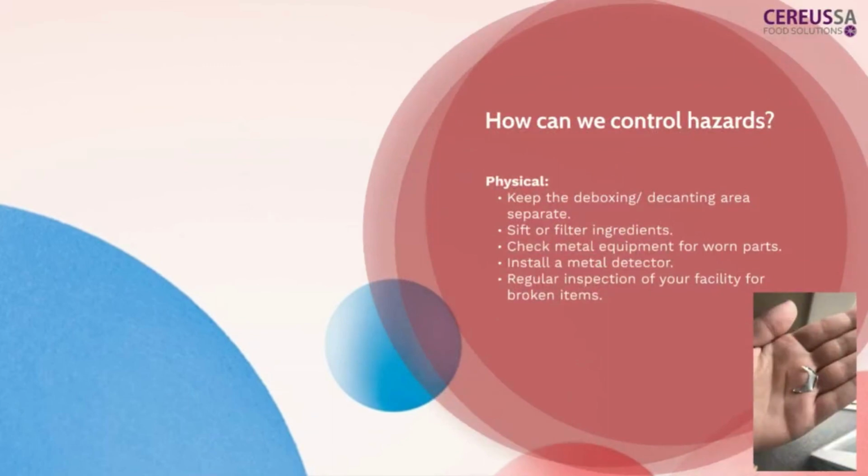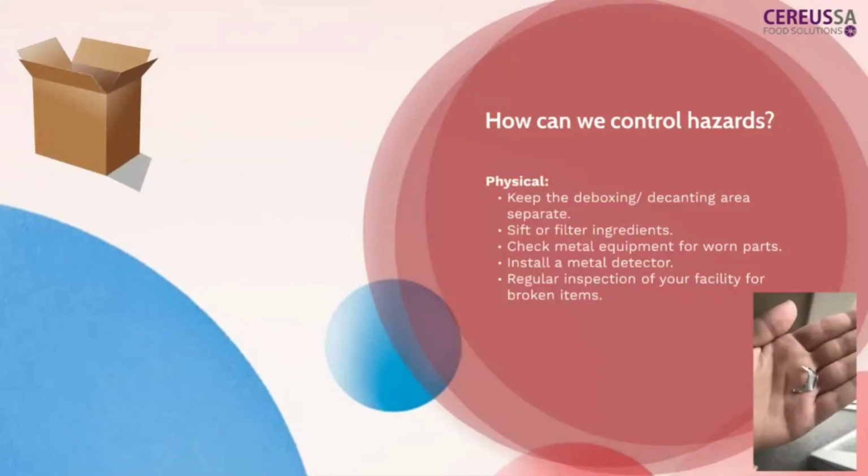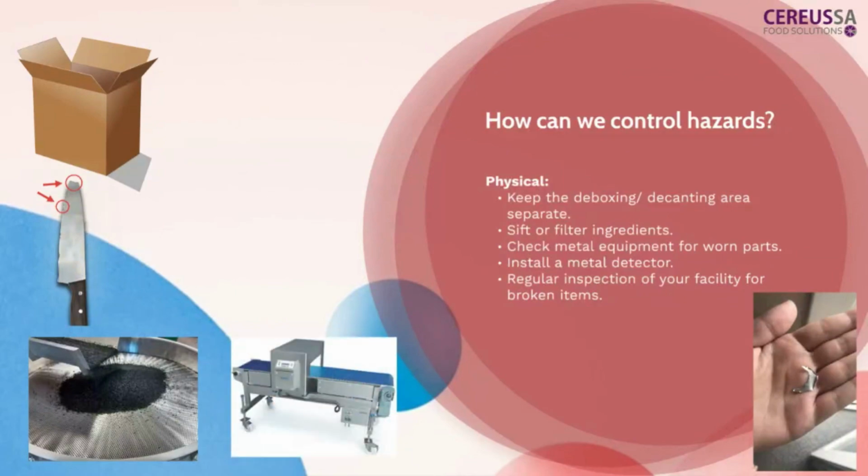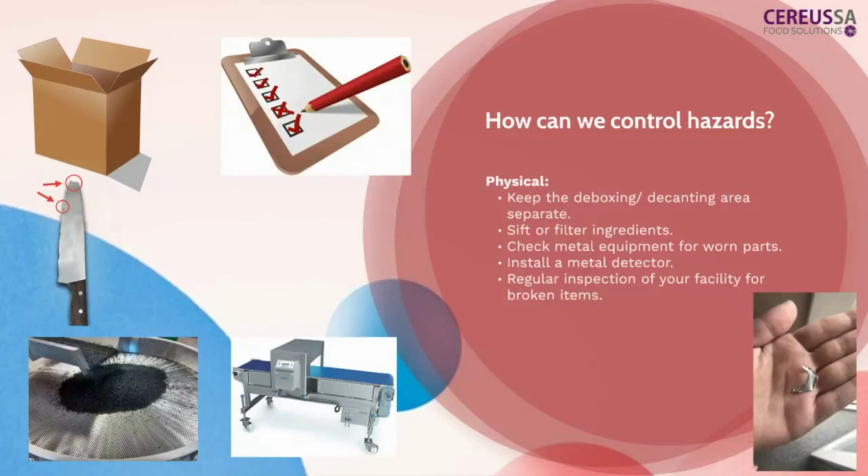How can we control physical food safety hazards? Firstly, keep the deboxing or decanting area separate. In that way, you will prevent pieces of plastic boxes ending up in your product. Sift or filter ingredients to remove foreign objects. Check metal equipment for worn parts. Install a metal detector that can pick up if there are any metal pieces in your product. And do regular inspections of your facility for broken items.